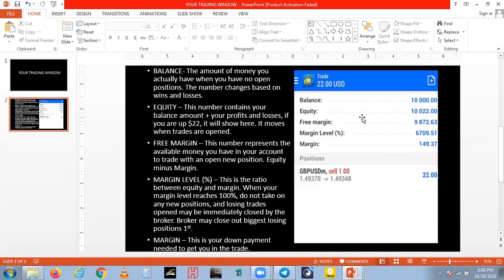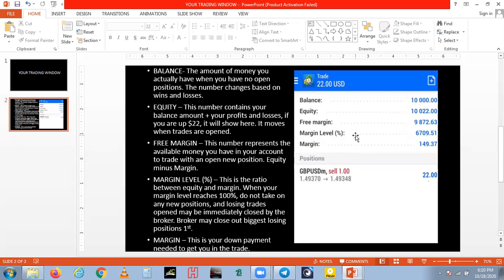Okay, and then we have the margin level percent. This margin level percent is very important. I want you to place the focus on what I'm about to say. Your margin level in percent should never reach 100% or below 100%. Why? Because the broker is going to take your trade out.